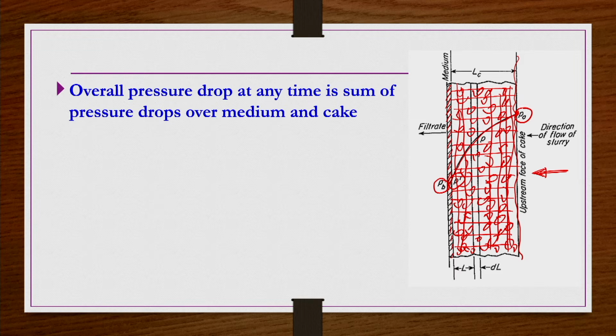So now here what we see is that the pressure drop in the cake is nothing but Pa minus P prime, and the pressure drop across the filter medium is nothing but P prime minus Pb.